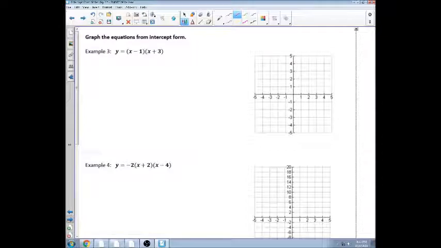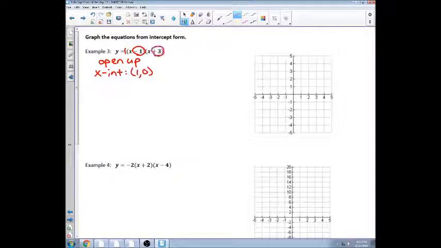The first step is to figure out whether it opens up or down. Well, I have a +1 out front, so it would open up. Step 2 is my x-intercepts. They are going to be opposite of this, so it would be 1, 0. Opposite of that, so it would be -3, 0. We can go ahead and put those on our graph to start with.